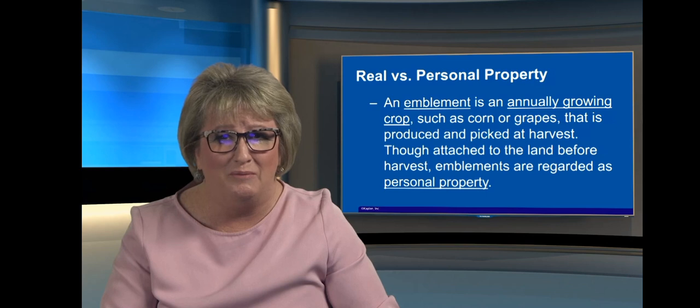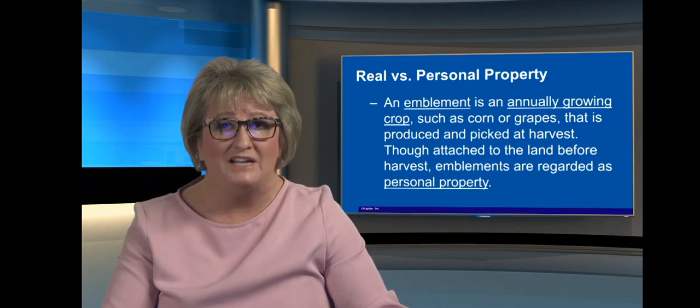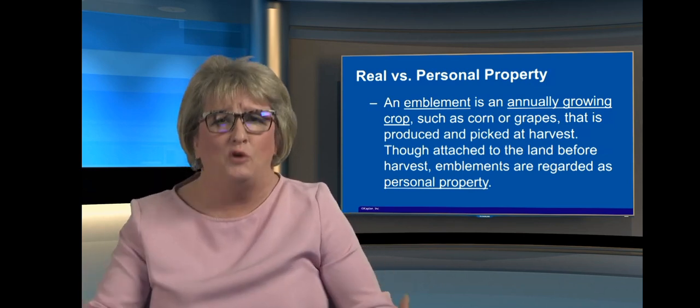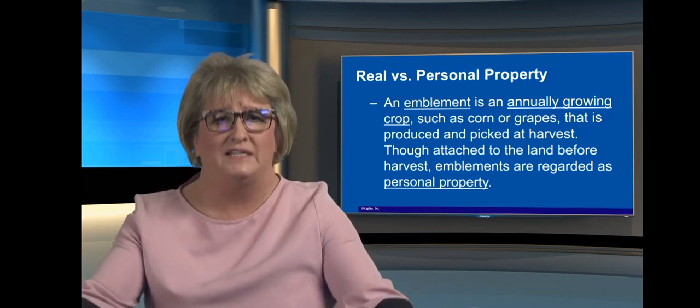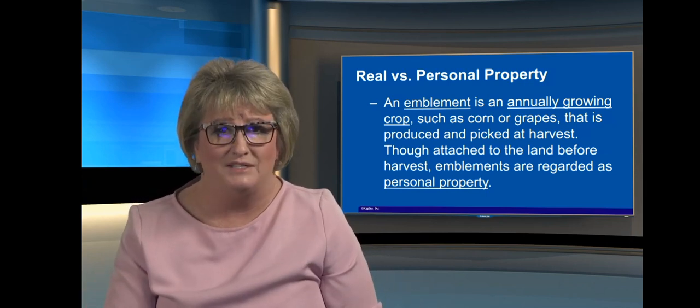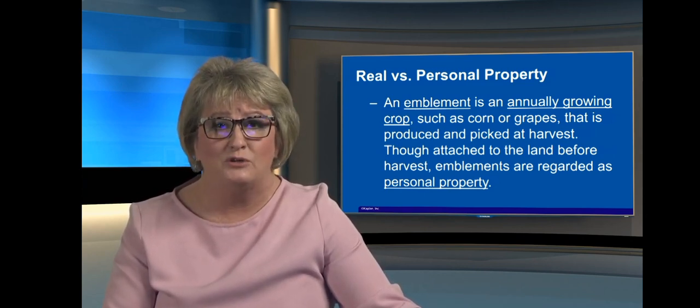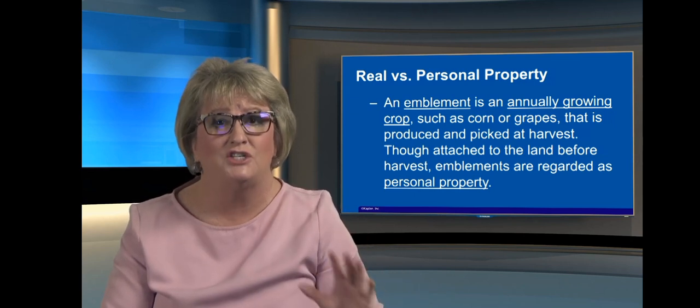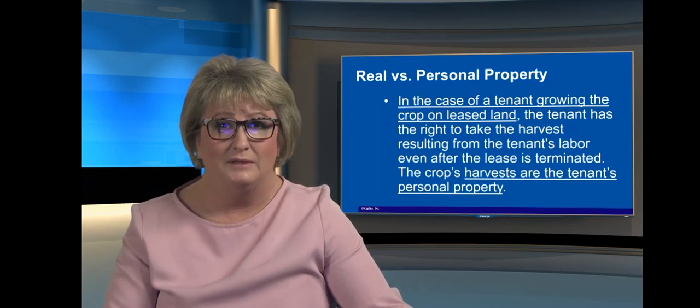An emblement is an annually growing crop, such as corn or grapes, that is produced and picked at harvest. Emblements are fruits of one's labors. Though they are attached to the land before the harvest, emblements are regarded as personal property. Just the fruit is the personal property. The tree itself is real property.